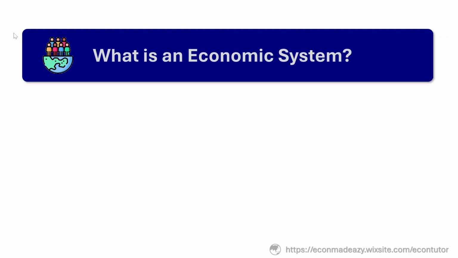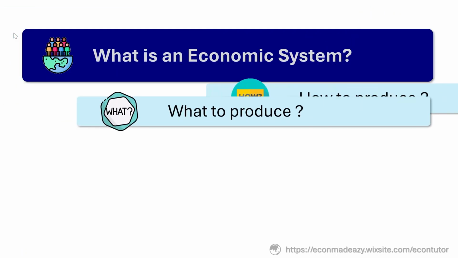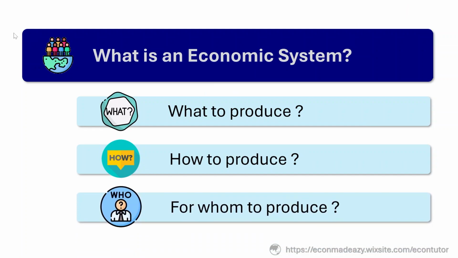An economic system is simply the way a country organizes its economy. It answers the three basic questions of economics: what to produce, how to produce, for whom to produce. Different countries answer these questions in different ways depending on the type of system they follow.